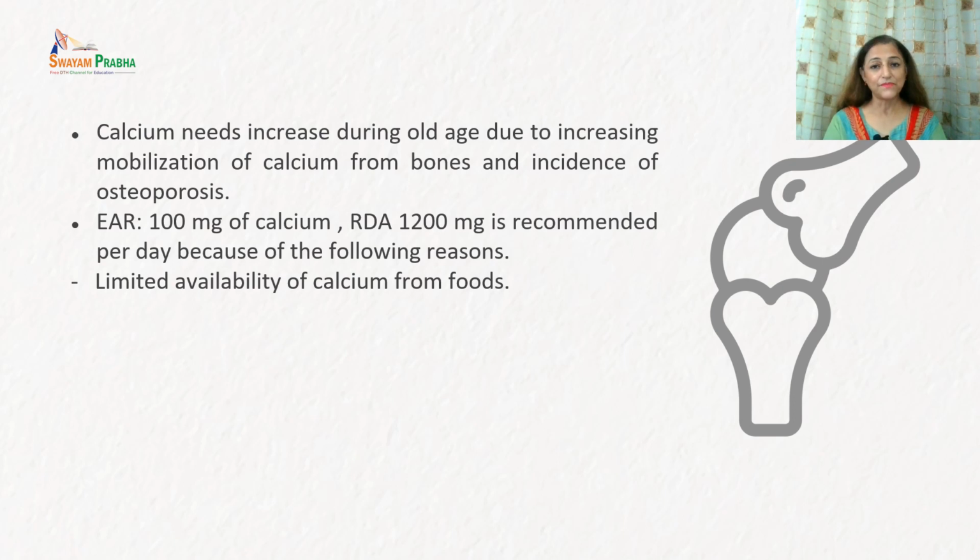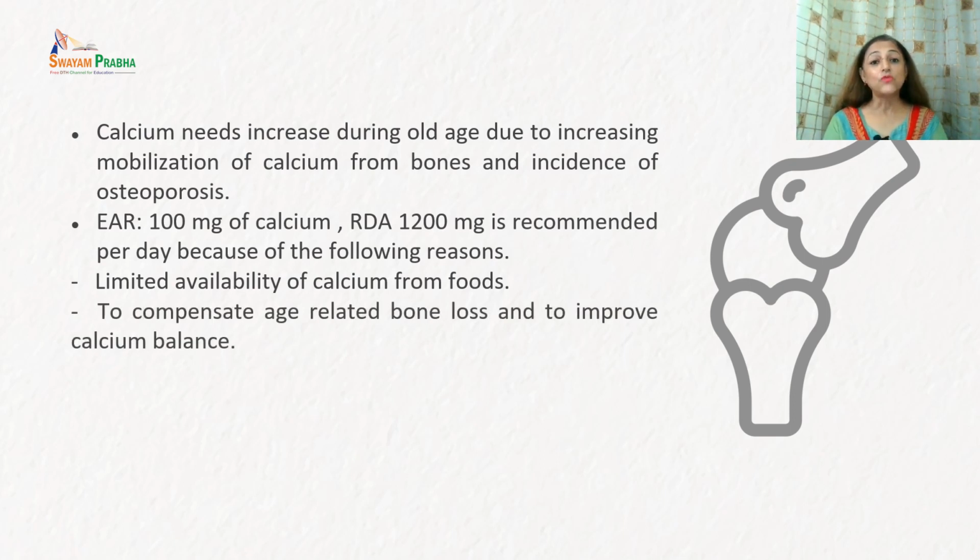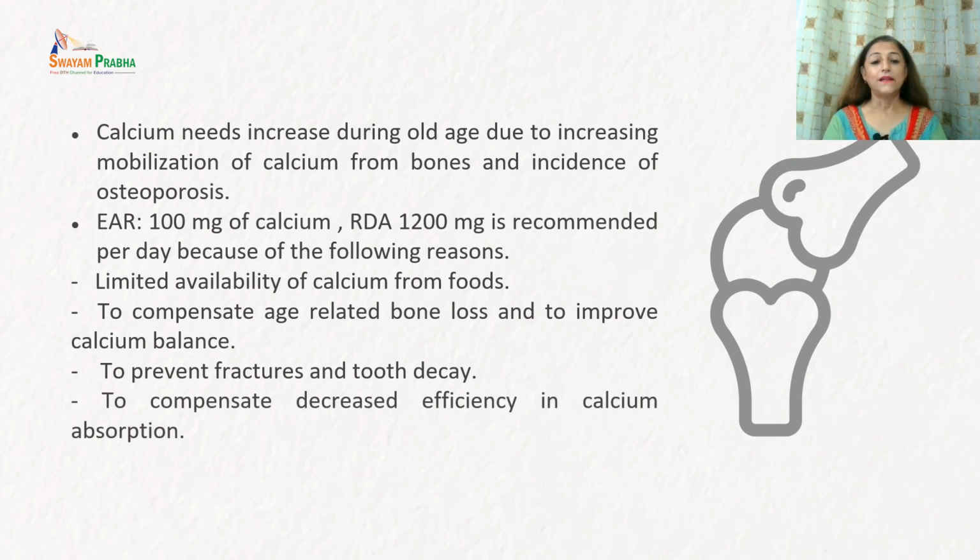First, as we have studied in the previous slide also, there is limited availability of calcium from foods. Secondly, to compensate the age-related bone loss, to improve the calcium balance inside an elderly's body, and to prevent fractures and tooth decay. And lastly, to compensate the decreased efficiency in calcium absorption, which is happening because of various reasons.